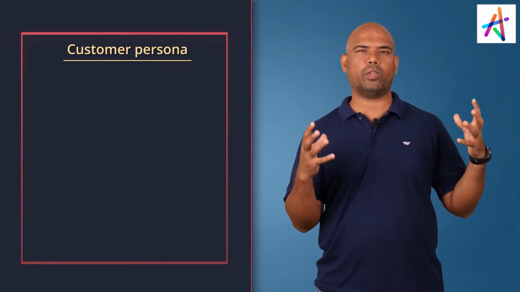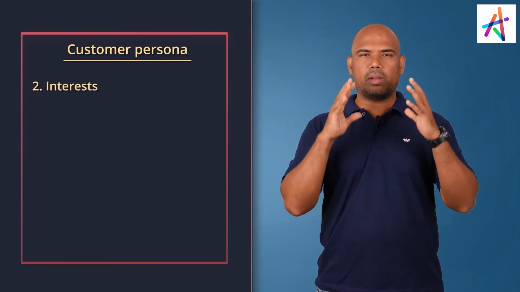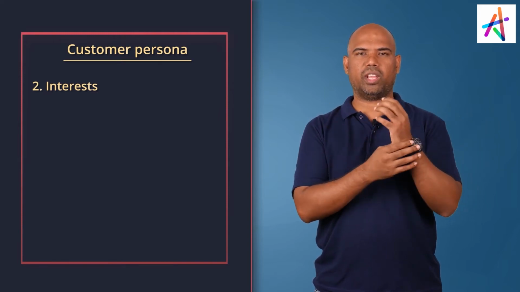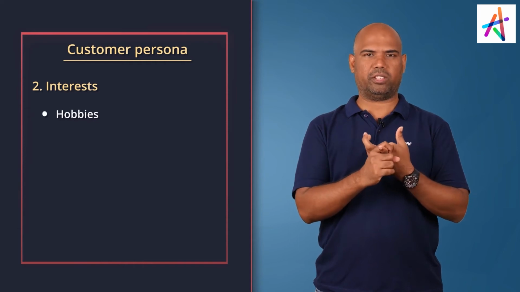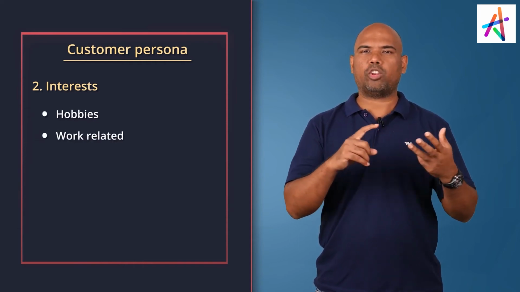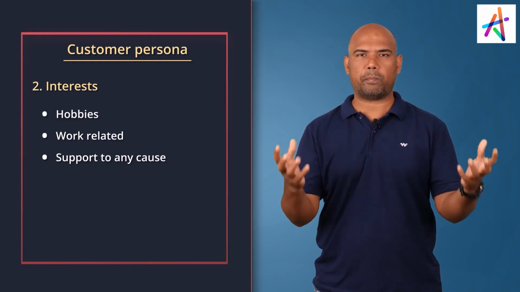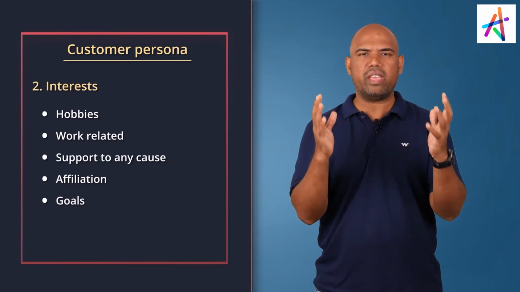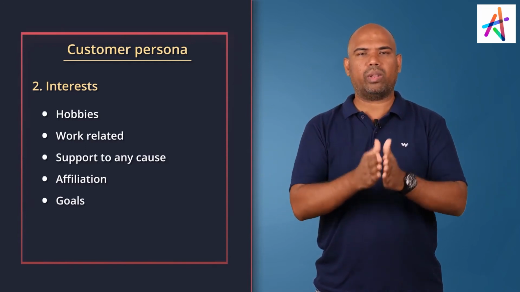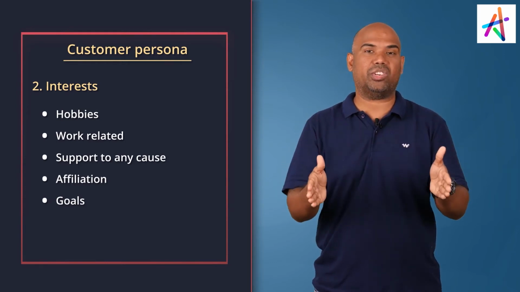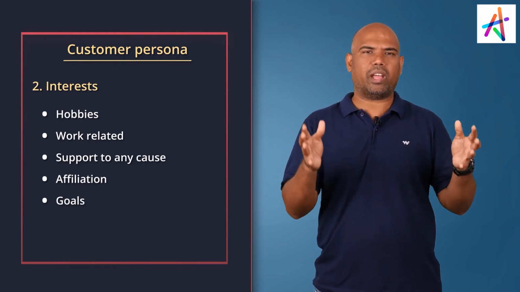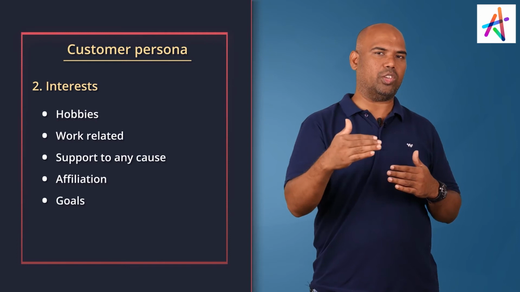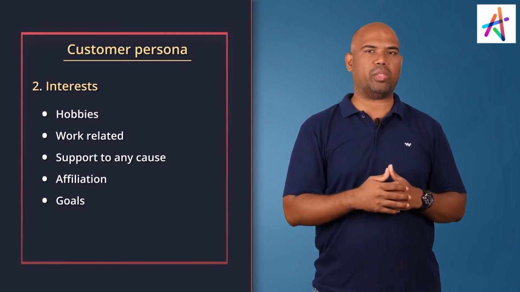Now we move on to the next one, which is called interests. Interest is all about what your potential customer is liking. What does he or she spend time on? For example, hobbies, work-related stuff. It could be the cause he or she supports. Any affiliations? What are his or her goals? You see, these things need to be really laid out in this section about interests. You really need to find out what that person likes so that you can again talk to them in the language or use the words that make sense to them.